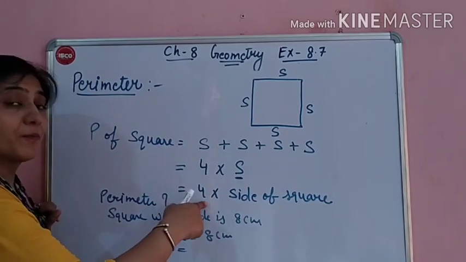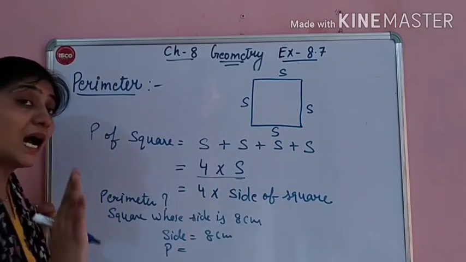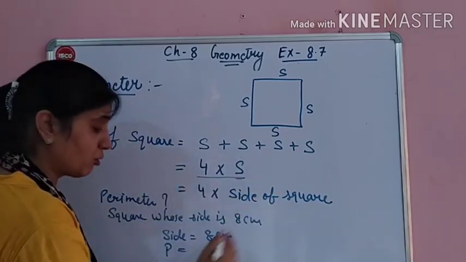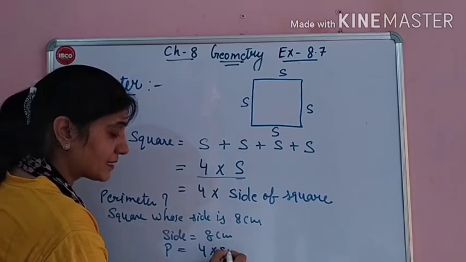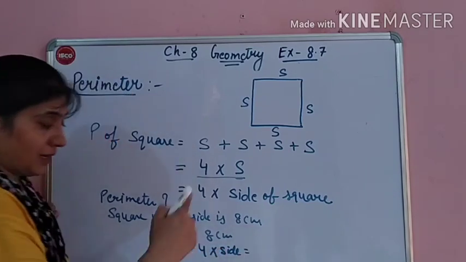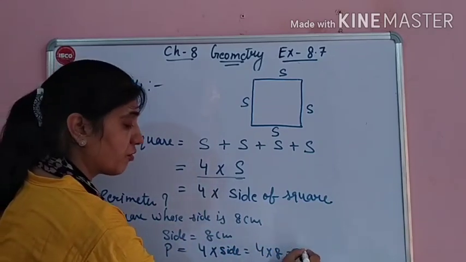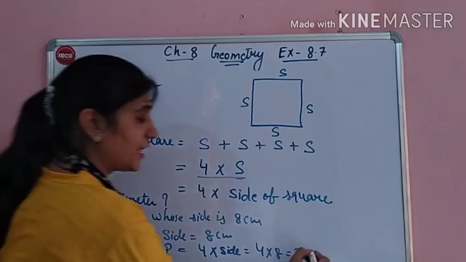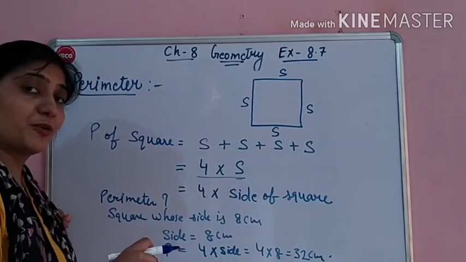What is the formula? We have derived it now, na? What is the formula for finding the perimeter of a square? 4 into side. It means 4 multiply by side, and what is the length of side? 4 into 8. 4 8s are 32 centimeters. I hope it is clear to you.